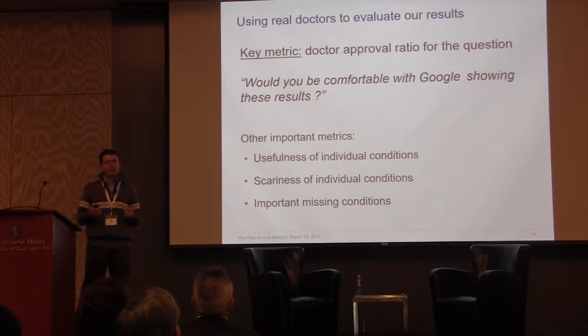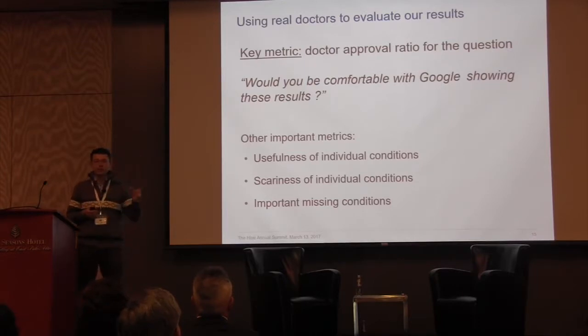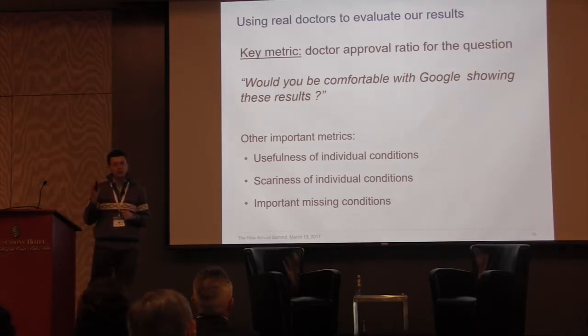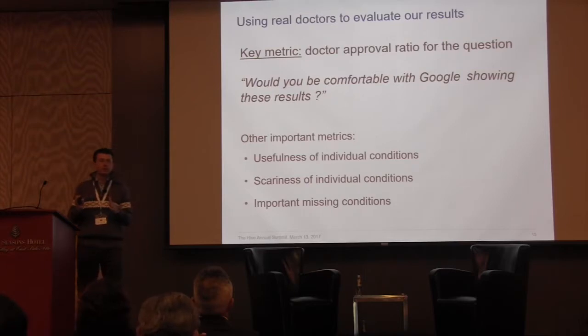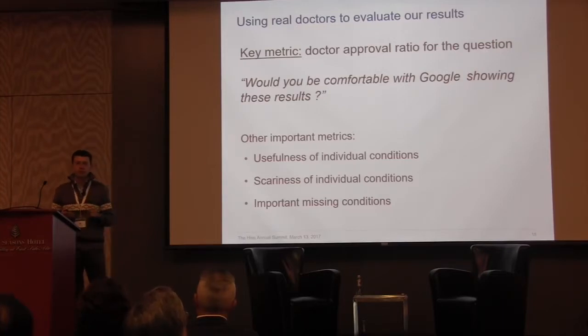You can use multiple other metrics. You can ask doctors about the usefulness of individual conditions, or the scariness of those conditions, or the conditions we missed. But the key overall metric is, would you be comfortable showing this set of conditions to users? And it's about 90% for US English, and it's 94% for Brazilian Portuguese.